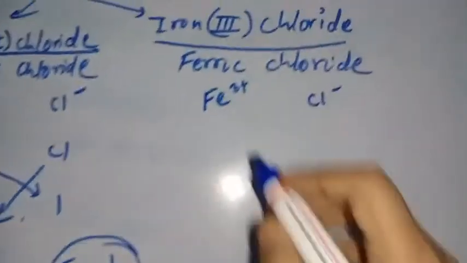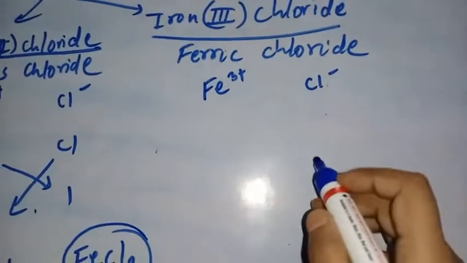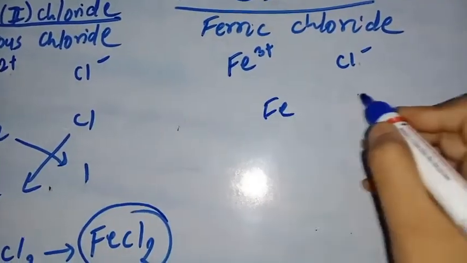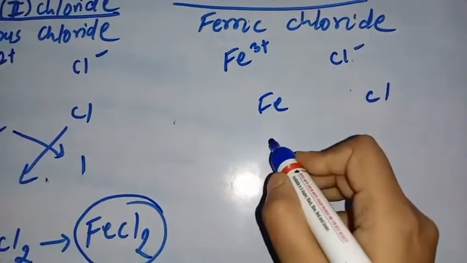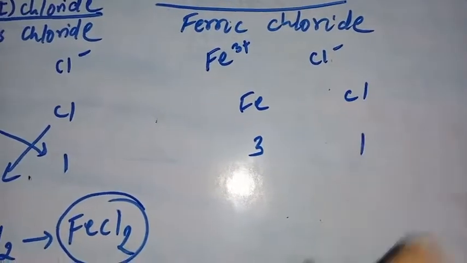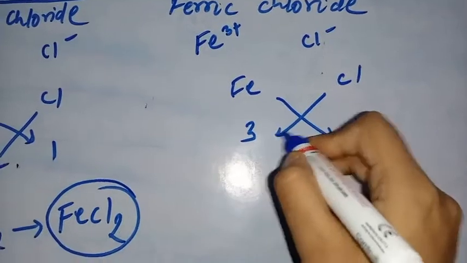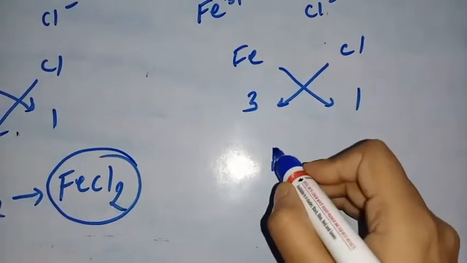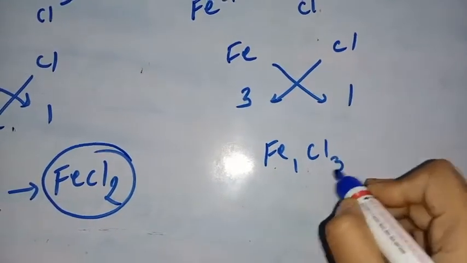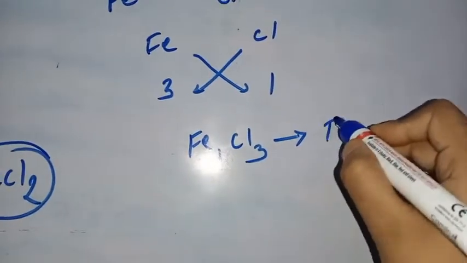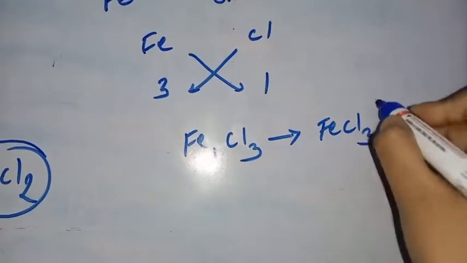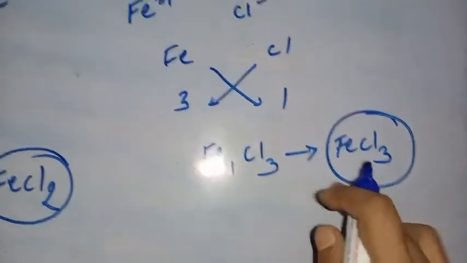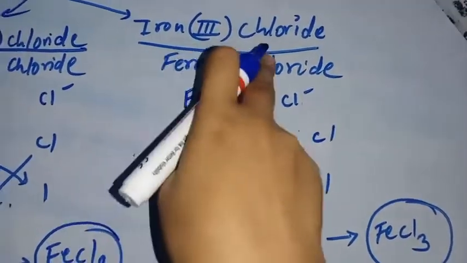Now if it is ferric chloride, the ions here are Fe and Cl and their valencies are 3 and 1, and when we do the cross, we will get Fe1Cl3, which can be written as FeCl3. So this formula is of ferric chloride or iron 3 chloride.